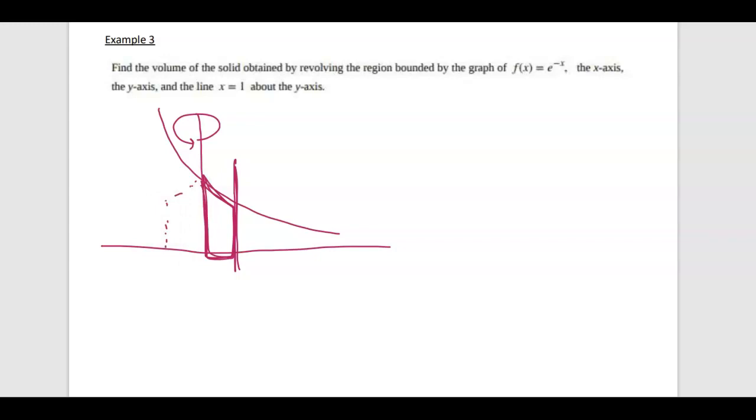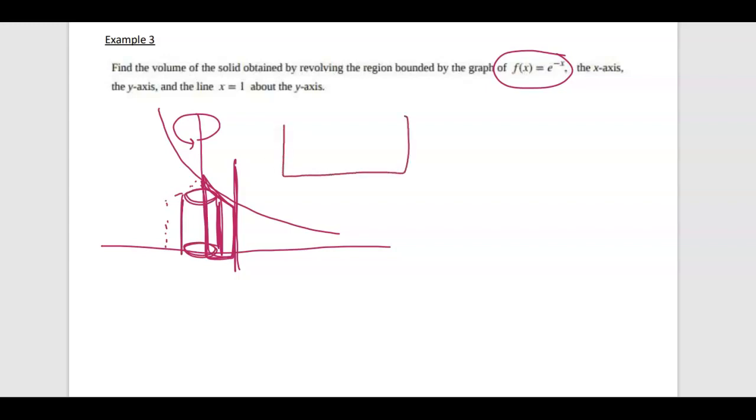Now we have two options. I'm actually going to use shell method here. And I'm going to choose shell method because I do want to keep this in terms of x, and I don't want to have to split my region in terms of y. Like that feels really, really messy. So let's go ahead and use shell method in order to create that volume.